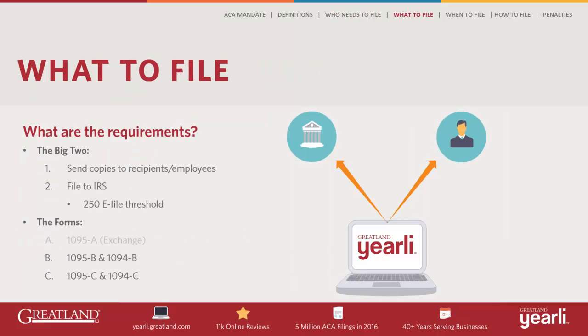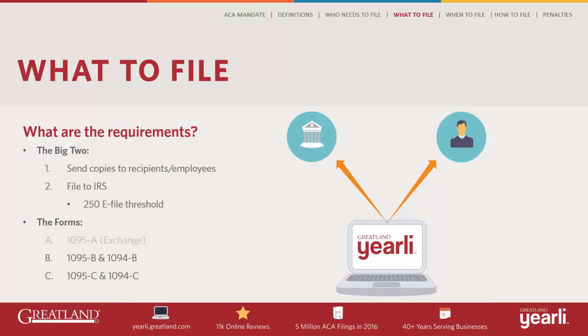Next, I will talk about what to file. For each 1095, you will need to send one copy to the recipient or employee and another copy to the IRS. If you have 250 or more 1095s to file of one form type, you are required to file 1095s to IRS electronically. There are three 1095 forms.